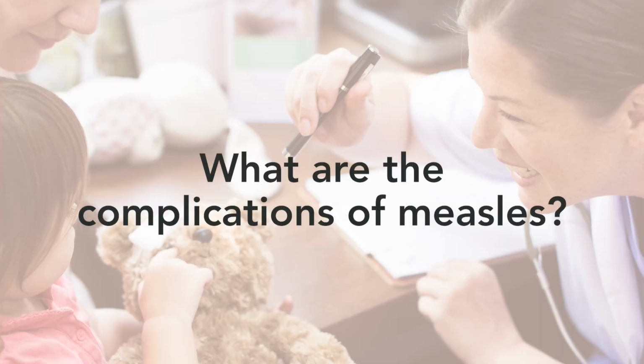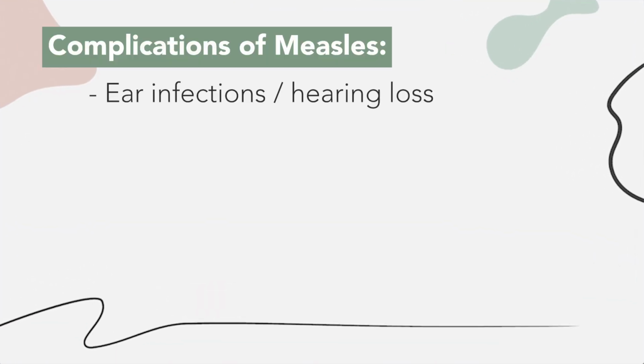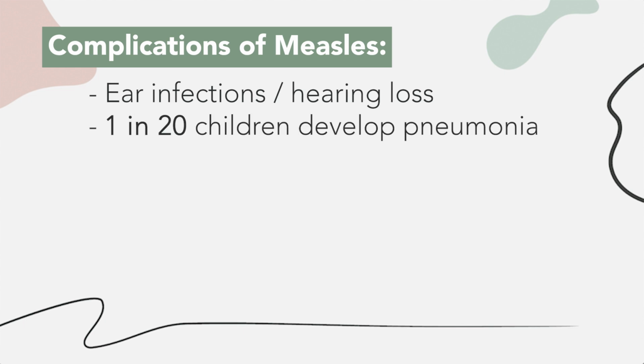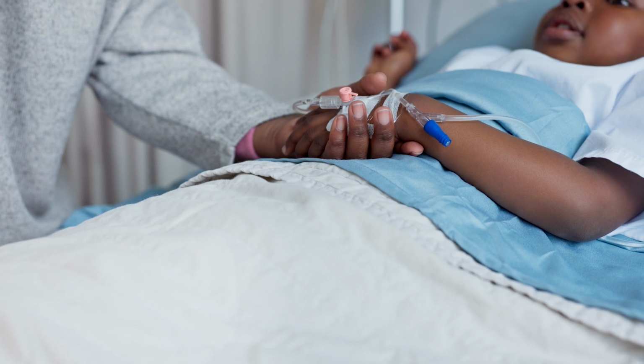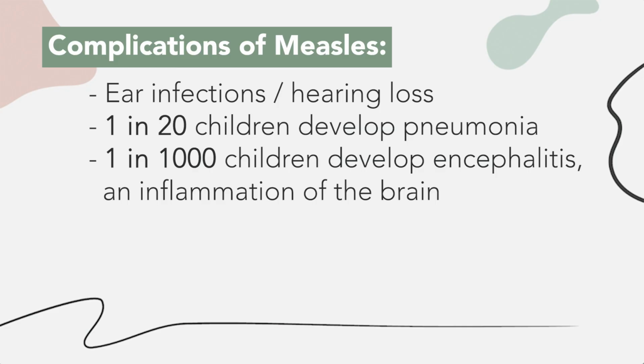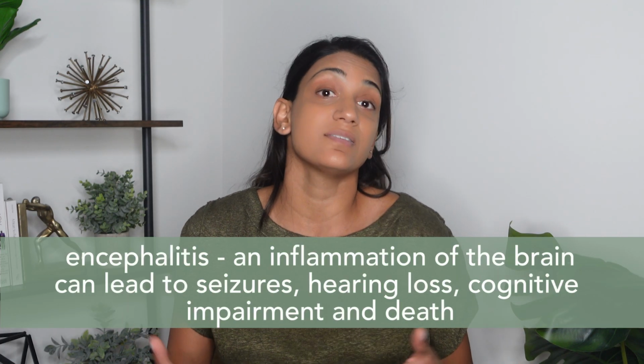We have a measles vaccine, given that measles can cause complications. These complications include ear infections and sometimes temporary or permanent hearing loss. 1 in 20 children can develop pneumonia, which prior to vaccination was the main reason for hospitalization or deaths related to measles. About 1 in 1,000 children with measles can develop encephalitis, an inflammation of the brain. This can lead to seizures, hearing loss, cognitive impairment, and in some cases, death.